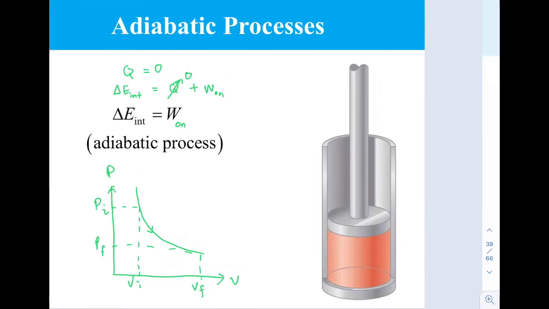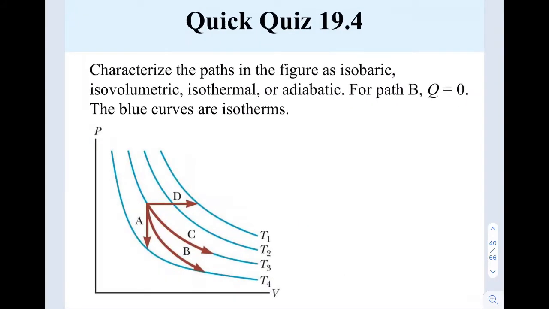Quick quiz 19.4. Characterize the path in the figure as isochoric, isovolumetric, isothermal, or adiabatic. There is a hint given here for path B, Q equivalent to 0. The blue curves are isotherms, which gives you information on the temperature. So this quick quiz is going to be your assignment, your task. After you finish watching this video, please write down your answer and submit it in the Google Classroom.